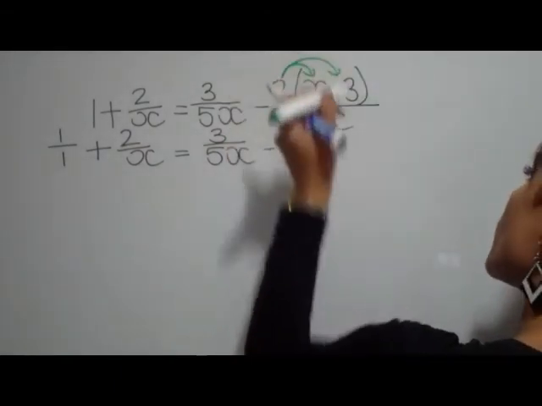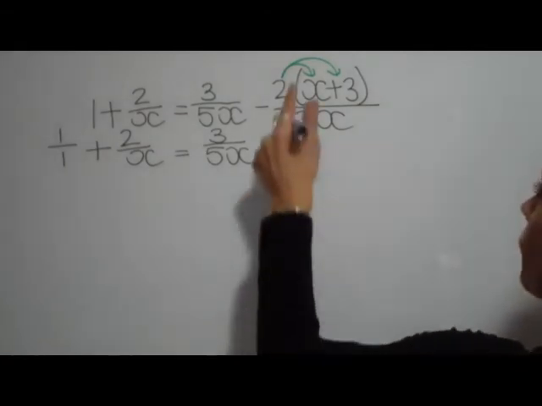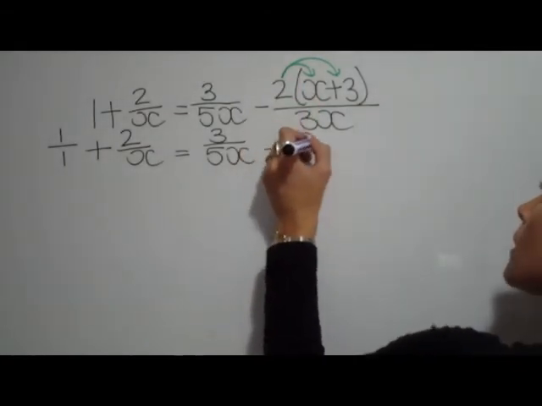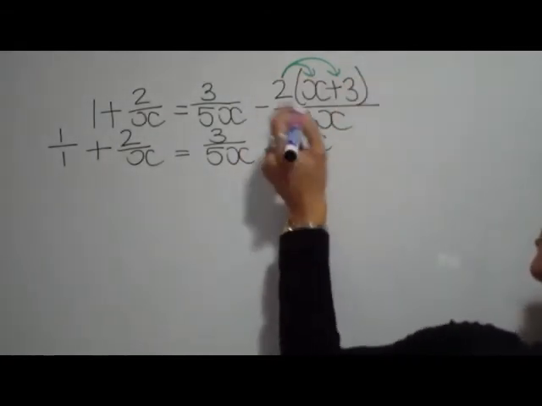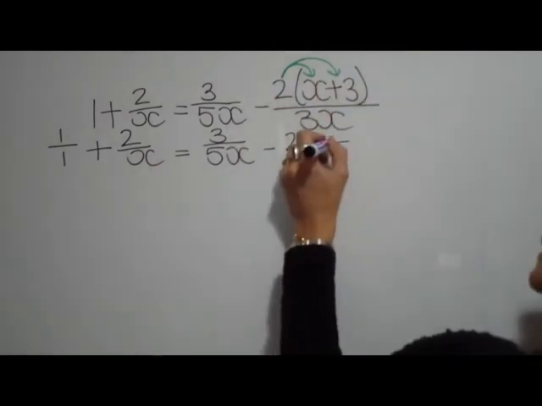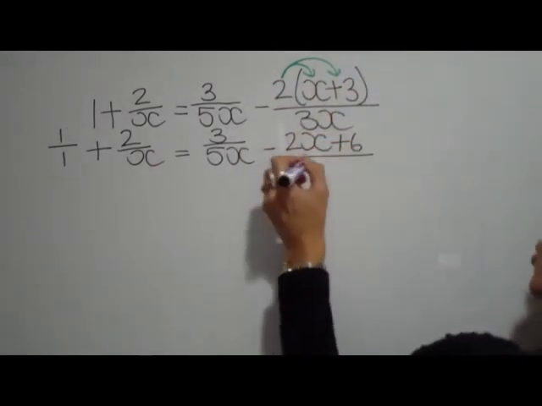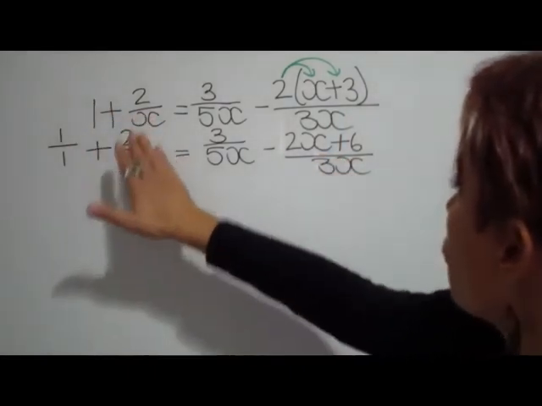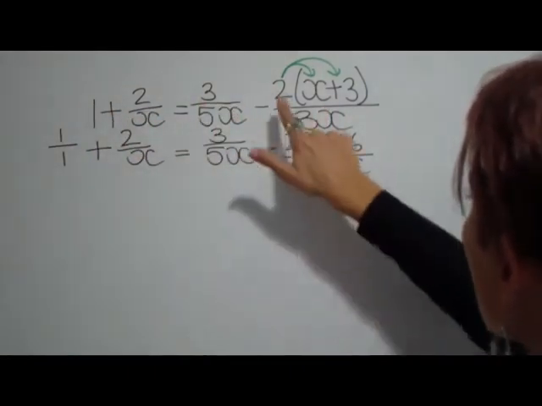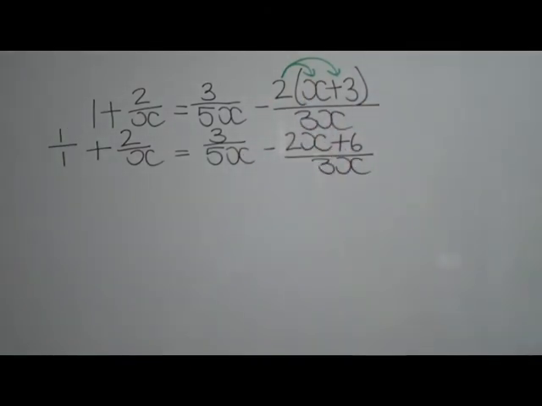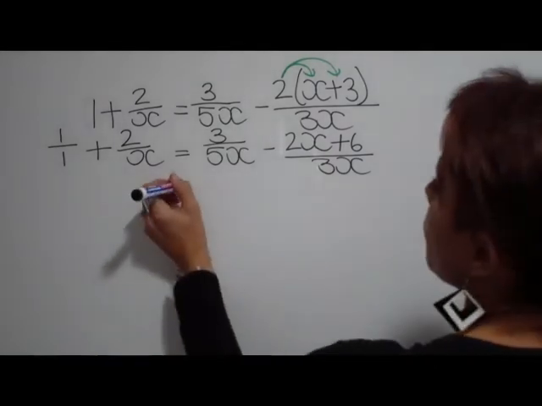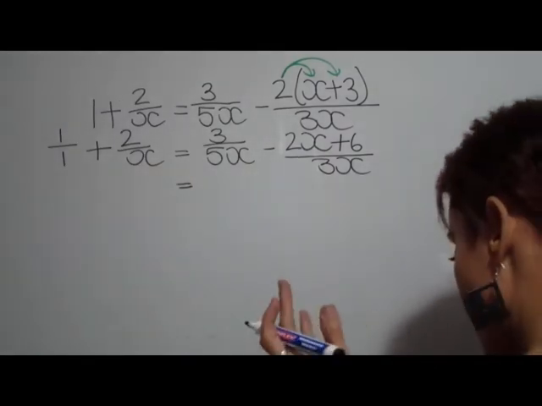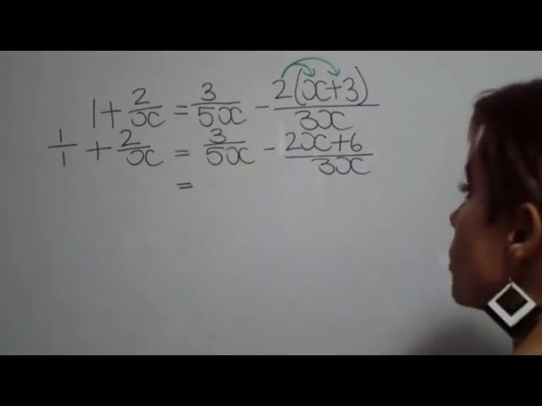Put your little arrows, and I've got a 2 times x is 2x, and 2 times 3, 2 maal 3 is positief 6 op 3x. Okay, just quickly check. Fraction form, yep, hy's reg, 2x plus 6 op 3x. Beautiful. Nou kyk ons, en ons weet ons moet die noemers dieselfde maak, we need to get the denominators the same. So first look at the whole numbers.